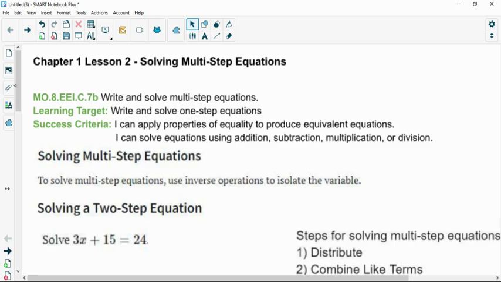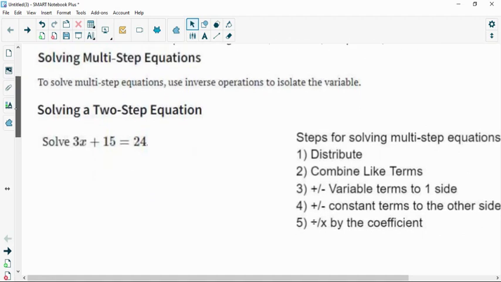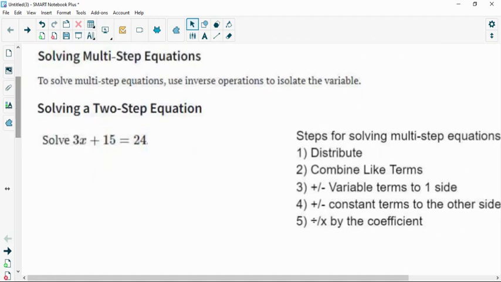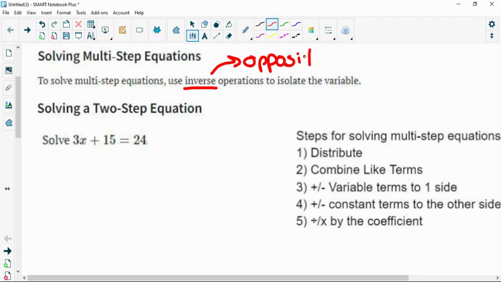Let's go ahead and take a look at what it says about solving multi-step equations. It states, to solve multi-step equations, use inverse operations to isolate the variable. The word inverse, for us, just know we're talking about opposite, because it's going to help us undo what happened to x.